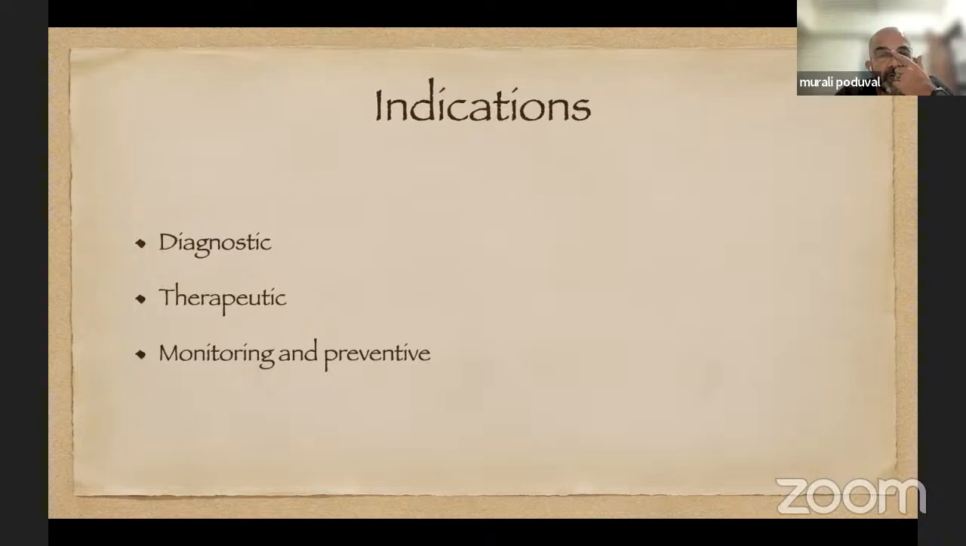So coming to the indications of DEXA, I like to group them, not from the literature, it's my own understanding, that they should be diagnostic, to arrive at a diagnosis, or screening of a vulnerable population.